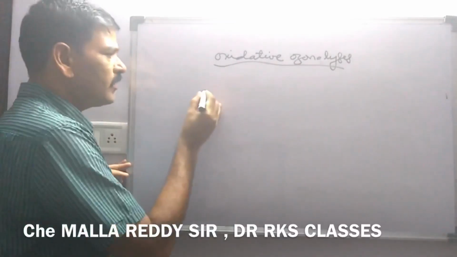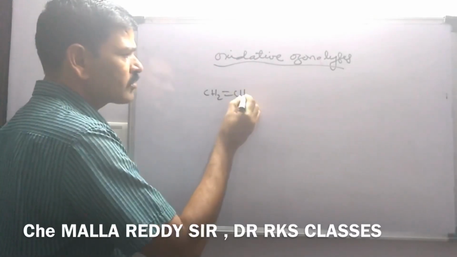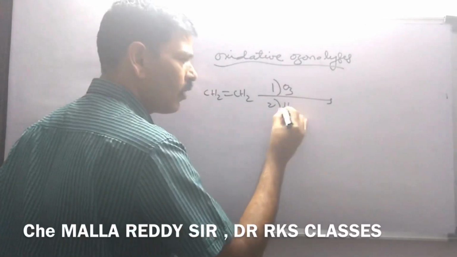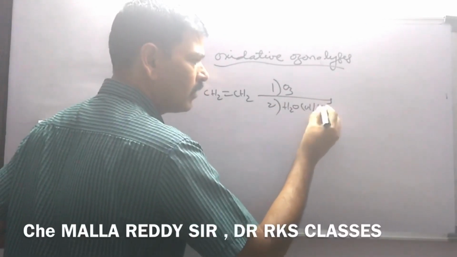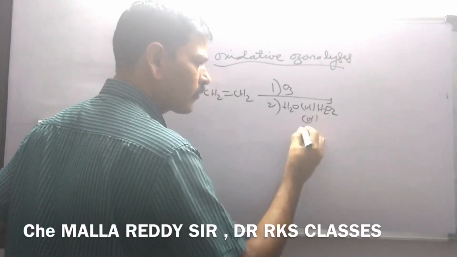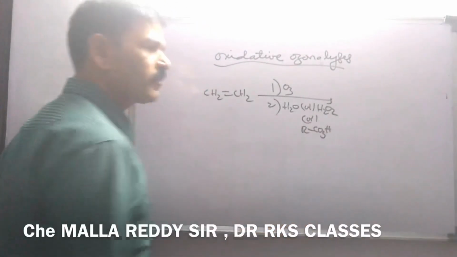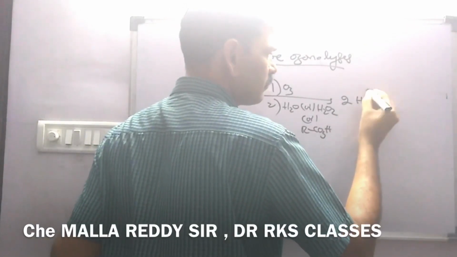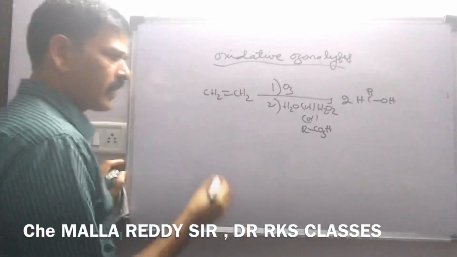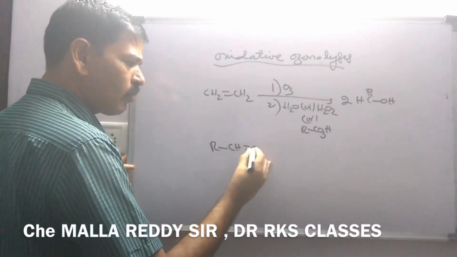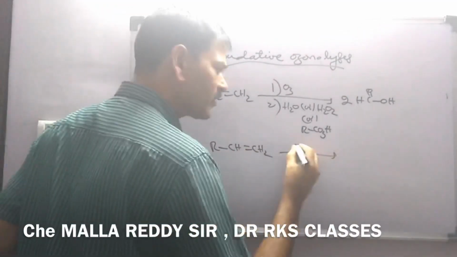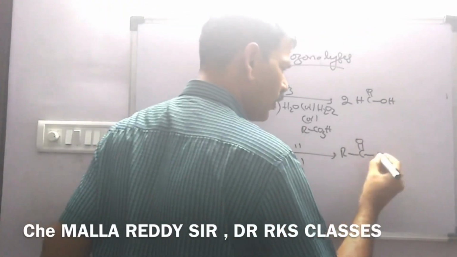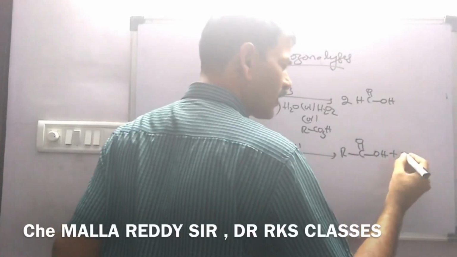Just observe here, CH2 double bond CH2. On oxidative ozonolysis, first addition of ozone, further oxidation with water or H2O2 or peracid, you are getting 2 moles of formic acid. For example, RCH double bond CH2, it is an oxidative ozonolysis. You are getting RC double bond OH, one carboxylic acid, and formic acid.